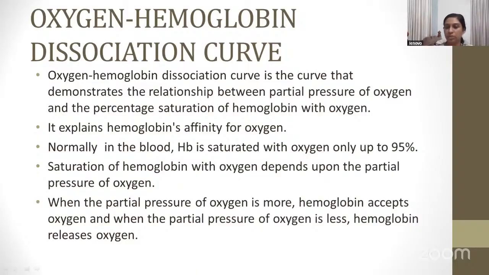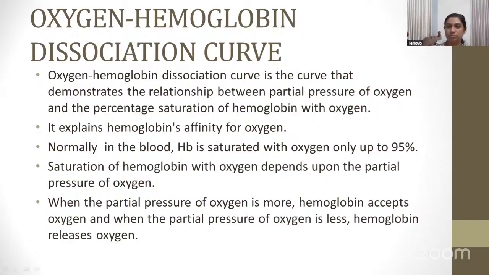Hemoglobin accepts oxygen from the lungs, whereas in tissues the oxygen saturation is less, and hence hemoglobin will release its oxygen to the tissues. That will ensure the smooth functioning and distribution of the respiratory gases throughout the body. If the partial pressure of oxygen is high, then the affinity of hemoglobin towards oxygen will be high. Hemoglobin is unwilling to part with its oxygen. When the partial pressure of oxygen is less, hemoglobin will readily give the oxygen to the tissues.